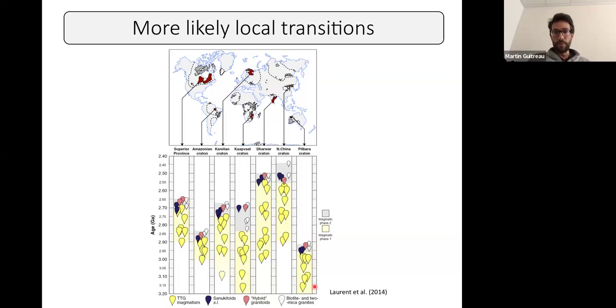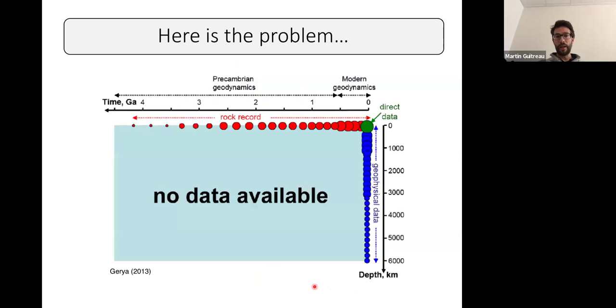That doesn't change much what we're looking at, but it's essentially that we'll get answers at the local scale rather than at the global scale, which is actually what we're looking at. But how do we do that, how do we get back to the Archean to understand the geodynamic regime?